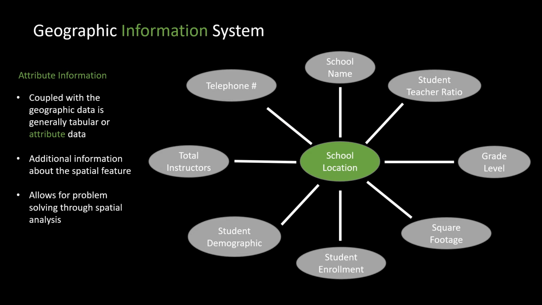And in GIS, our location data is generally coupled with tabular or attribute data, right? So that's the data that's representing the information about the object that we're considering. And so if we look at the example here, we can see that the attribute data is going to provide additional information about our spatial feature. So if our spatial feature, our location data, was the school's location, then its attribute information could be things like the school's name or the student-teacher ratio, what's the student demographic, the student enrollment. And these attributes tied to that spatial feature allow us to do spatial analysis to problem solve.